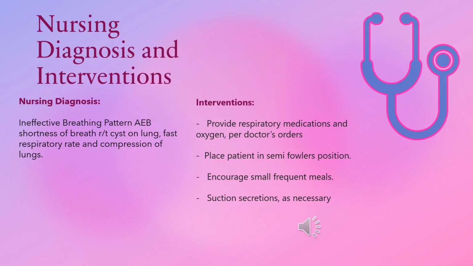A nursing diagnosis and intervention for congenital pulmonary airway malformation is ineffective breathing pattern as evidenced by shortness of breath related to cyst on the lung, fast respiratory rate, and compression of lungs. Some interventions for this are provide respiratory medications and oxygen per the doctor's orders, place patient in semi-Fowler's position, encourage small frequent meals, and suction secretions as necessary.